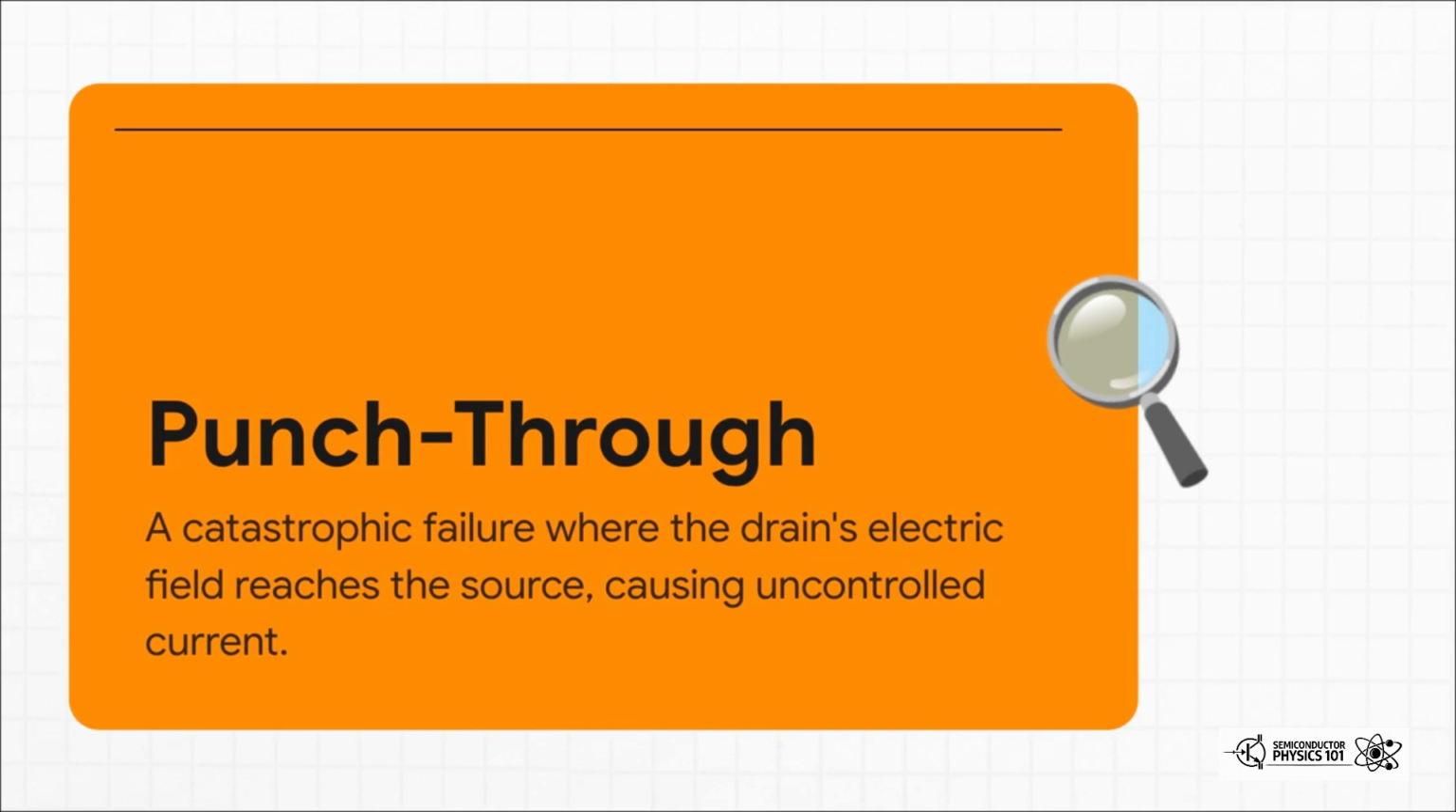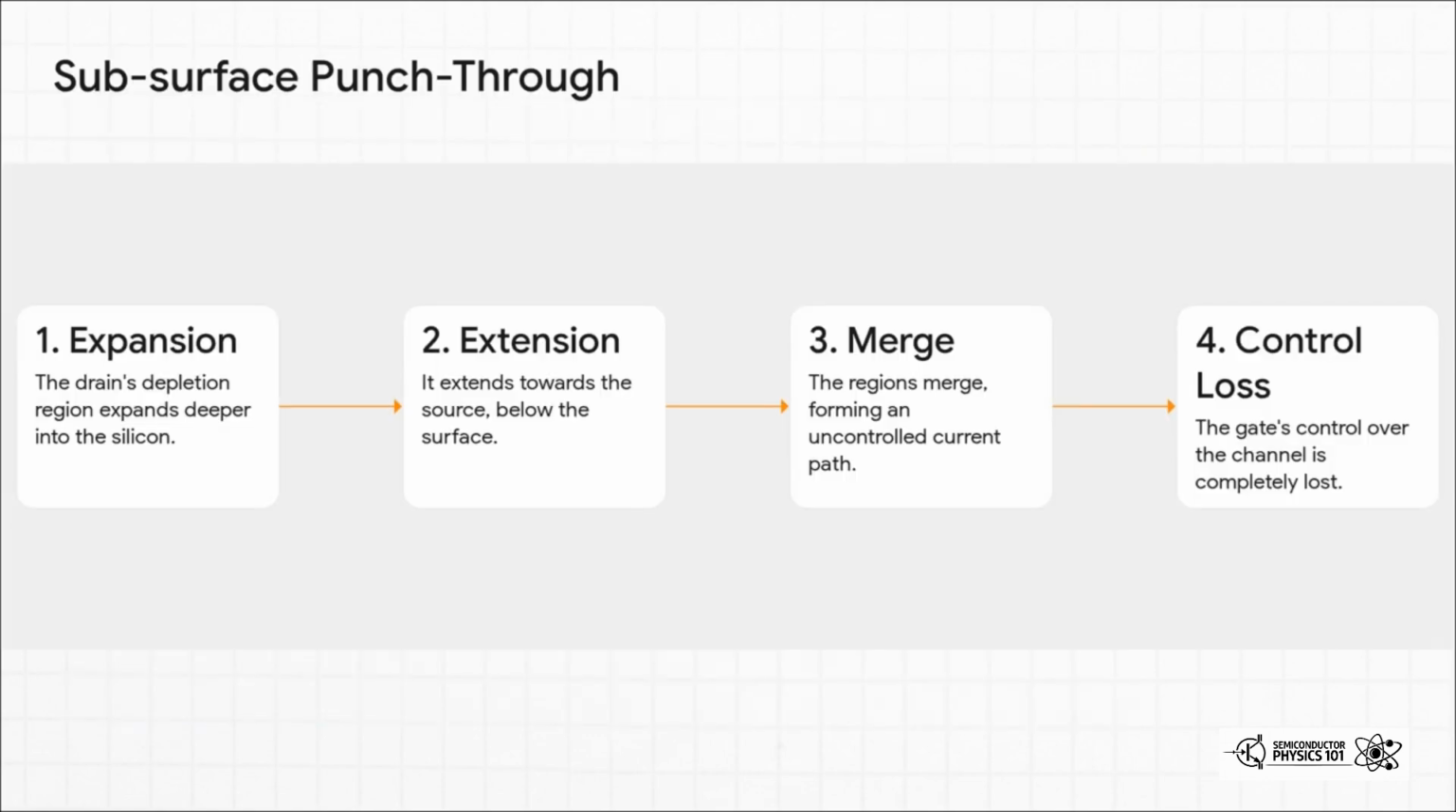And that leads us to the most severe effect of all, punch-through. This is what happens when DIBL just goes completely off the rails. The drain's influence expands so much that it just wipes out the barrier entirely, basically connecting itself directly to the source. And at that point, a huge uncontrolled current can just flood through, and the gate has completely, totally lost control.